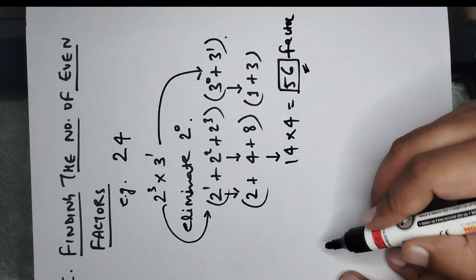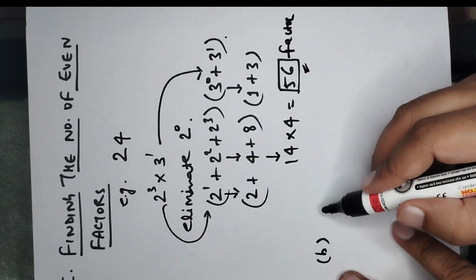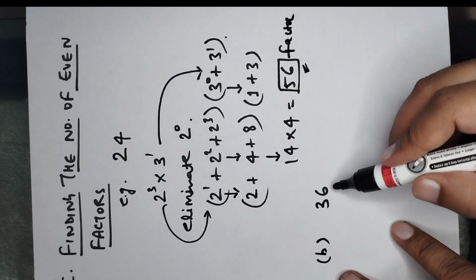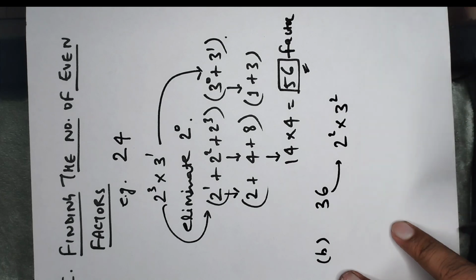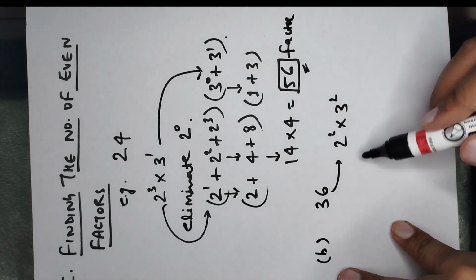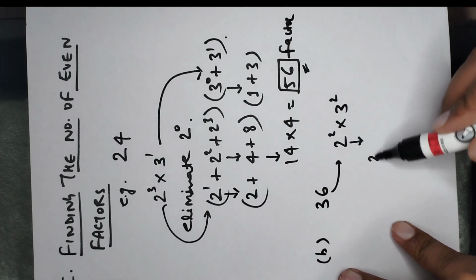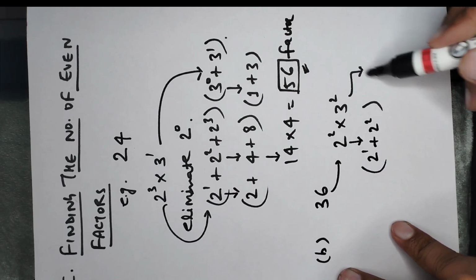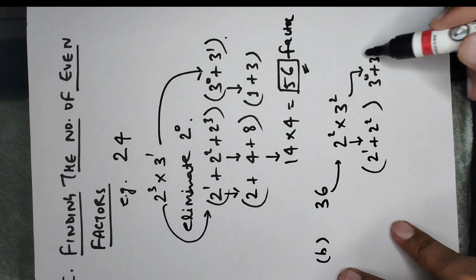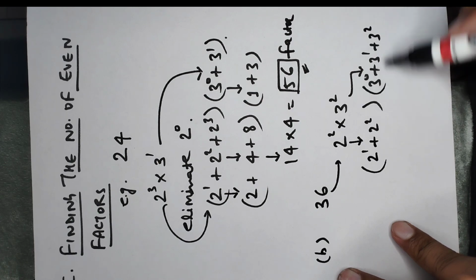Let us talk about the number 36. Again I can write this number as 2 square multiplied by 3 square. Now eliminating 2 raised to the power 0, I can write this as 2 raised to the power 1, and I can write this one as 3 raised to the power 0, 1 plus 2.